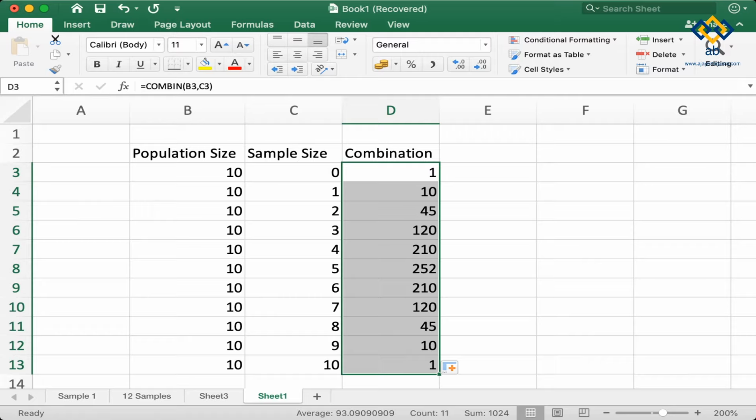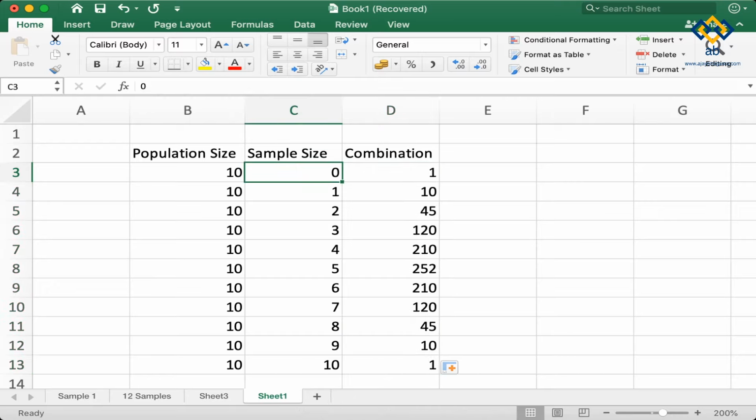Very important, and this tells you a super important story. As you increase the size of the sample, here the sample size was 0, here it is 1, here it is 2, here it is 3, here it is 4, here it is 5. As the sample size is increasing, the number of combinations is also increasing. So it was 1, 10, 45, 120, 210, 252, right? The combinations would increase up to a point, and after that point they would start to decrease as a mirror image.